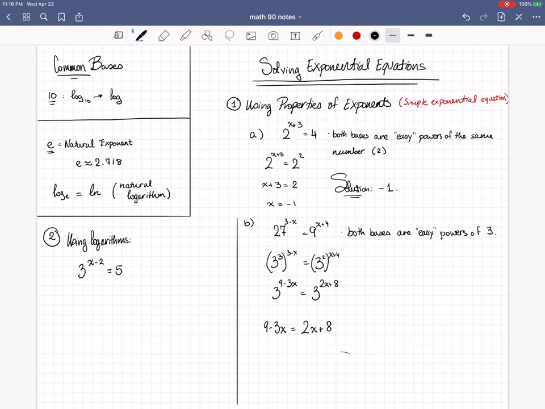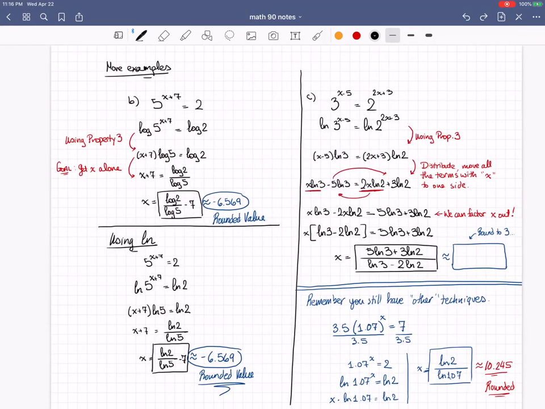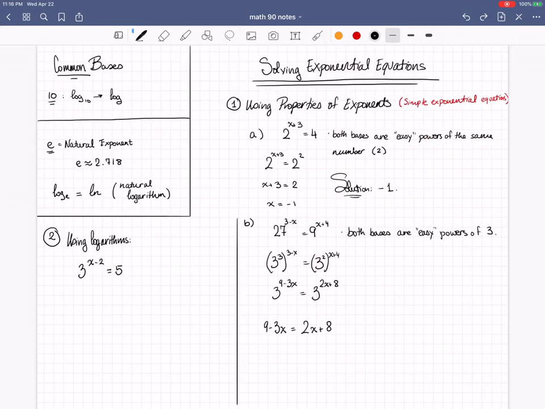And then from here we have a linear equation which we can solve. So we can add 3x to both sides, subtract 8 from both sides, and sorry about that. And so we have 1 is equal to 5x. So x is 1/5. So the solution to this equation is 1/5.